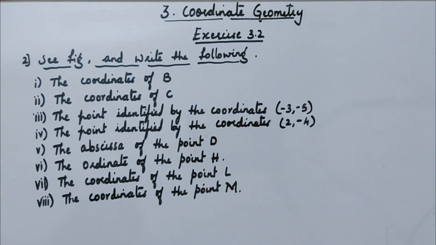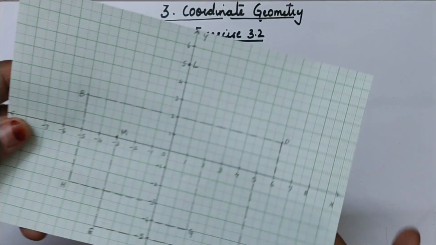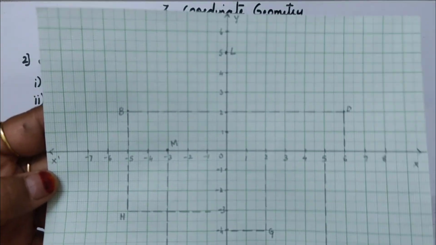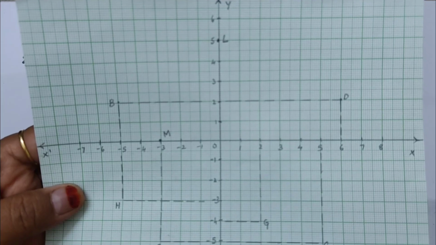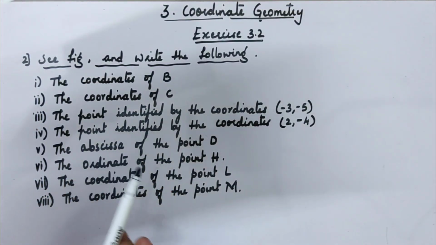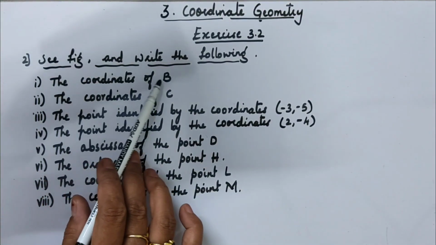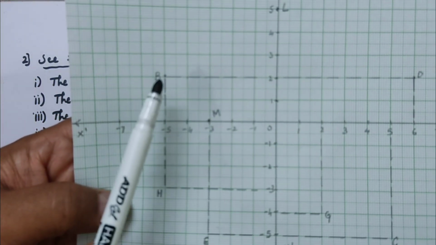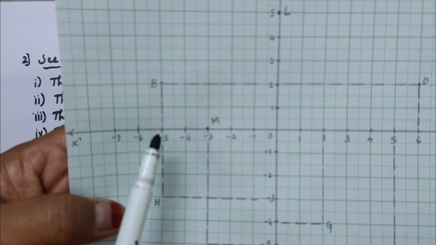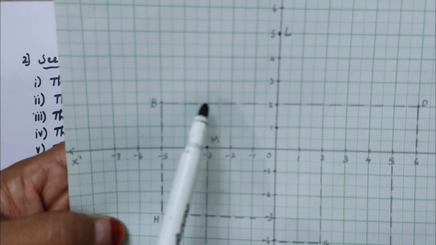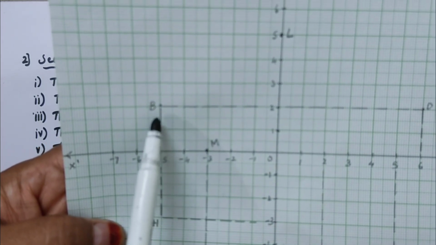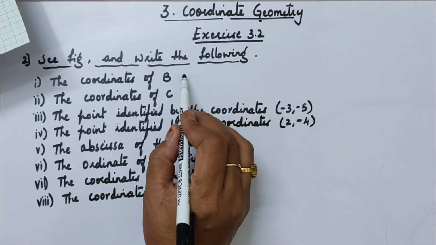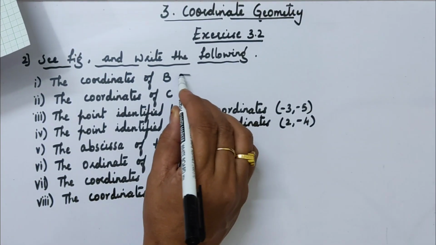Let's answer these questions. Now this is a graph, students. We'll just see the graph and answer these questions. The coordinates of B. See, where is B? B is here. First we will see the x-axis, then the y-axis. X-axis is -5, y-axis is 2. So -5, 2.